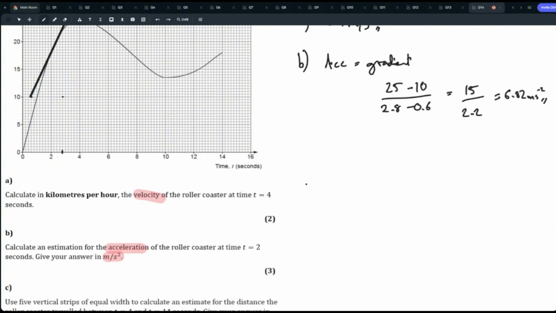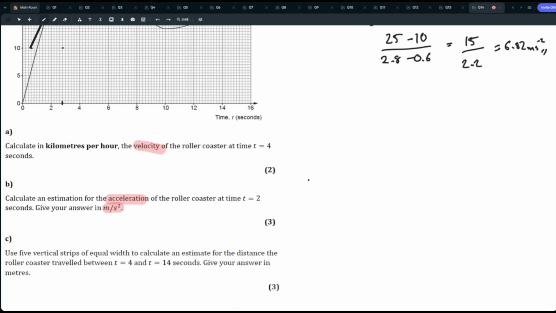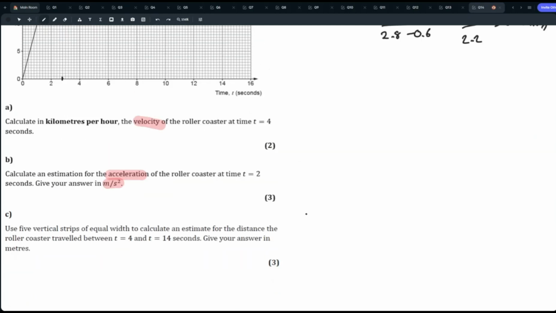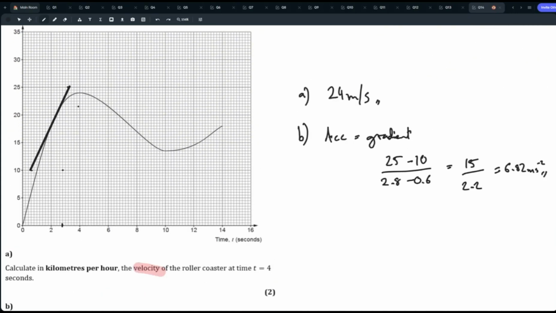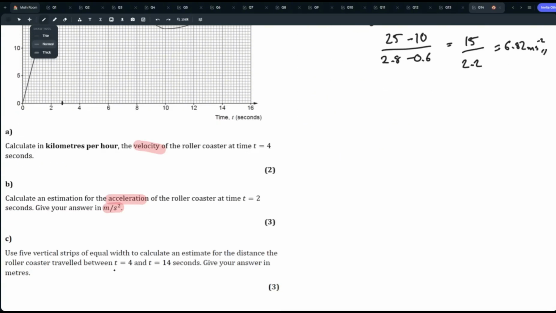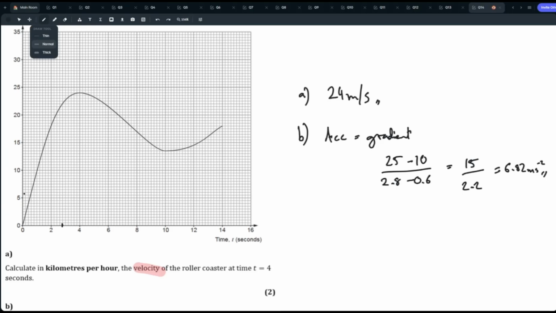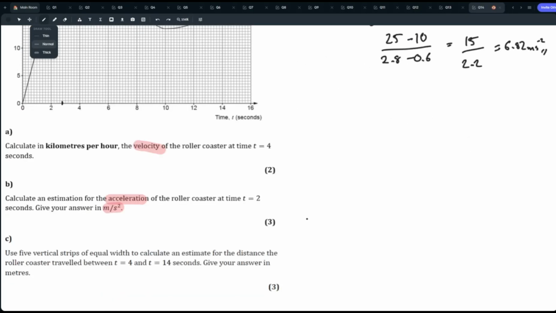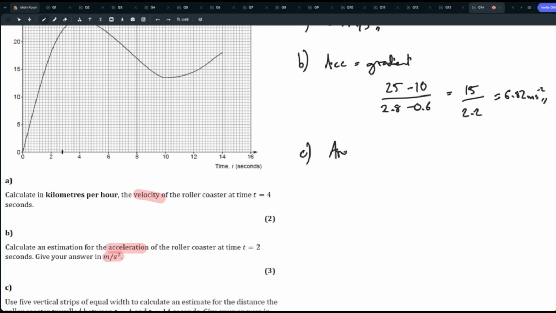So that's done. C: use 5 vertical strips of equal width to calculate an estimate for the distance the roller coaster travelled between t equals 4 and t equals 14 seconds. Okay, so I'm just going to get rid of all of this. Basically, in the velocity-time graph, the area underneath the graph is the distance. So I'm just going to write that here: area under the graph equals our distance.